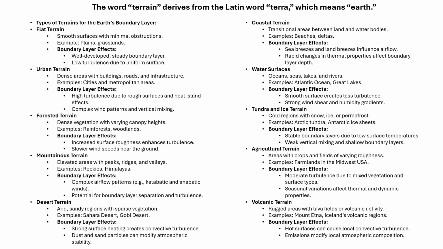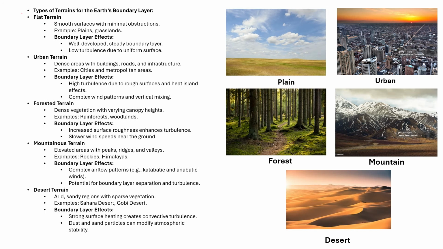So we are going to discuss the different terrain types, because each terrain has a different turbulence level that affects the boundary layer height and other properties. So we have the flat terrain, urban terrain, forest, mountain, desert, then coastal, water, ice terrain, agricultural and volcanic terrain. If you take the flat terrain, which has almost smooth surfaces, there is very little turbulence.